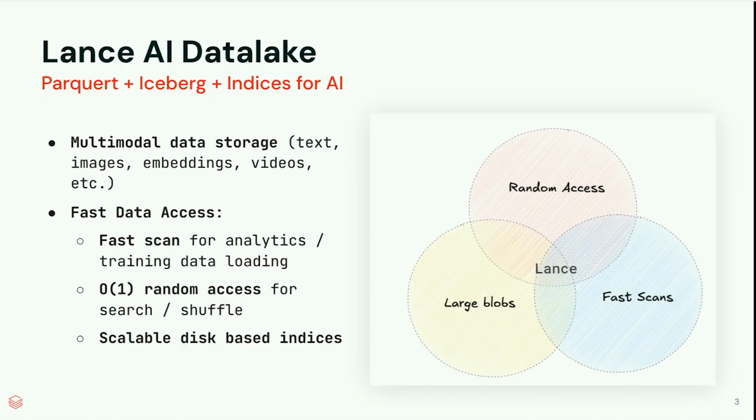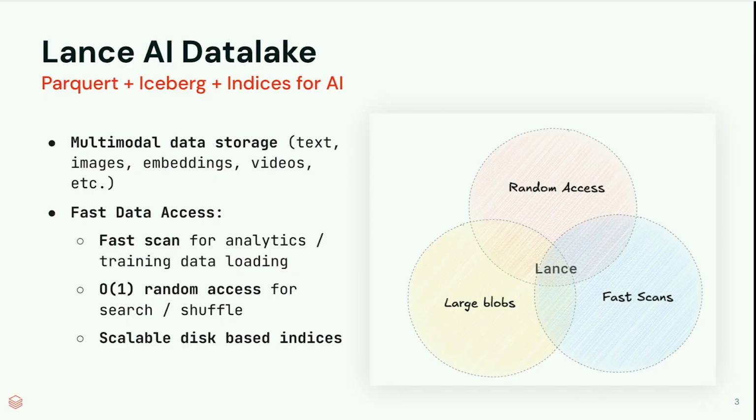The second one is random access. For AI workloads, especially for training, you're doing shuffling, and also for serving all kinds of different search, you need to be able to do O(1) random access to find the rows that you need, and then take that row to your application. Parquet and Iceberg fall short in dealing with random access. That's why we are building everything from the ground up to solve this problem.